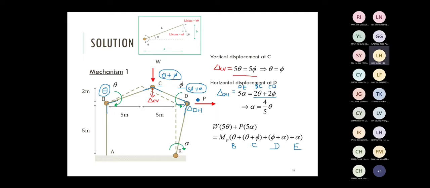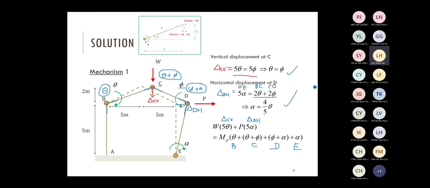And then you have to calculate the external work. In this problem, you have vertical displacement and horizontal displacement, so you have to consider both forces, W and P. W times the vertical displacement, delta CV, plus the work done due to the horizontal force, P times the horizontal displacement, delta DH. Delta CV and delta DH have been obtained already above, right? Just use the angle that you are familiar with.